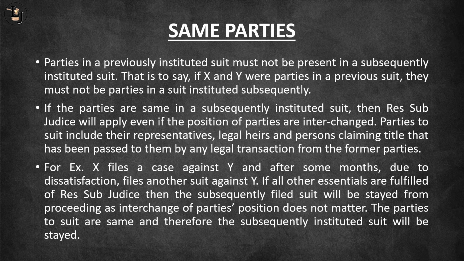The second essential is that the two suits pending before the court must have the same parties in respect to the subject matter. Parties include legal representatives, legal heirs, and also the people who have received the subject matter by way of legal process. An example of this could be that if A has filed a suit against B claiming damages to property Z, and meanwhile the property is sold to C by A, C has also, by virtue of legal process of sale, become a party, and if the subsequent suit is filed by C against B, then it will be construed that both suits have the same parties.